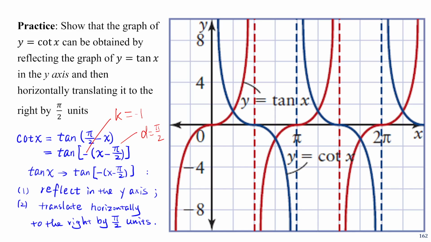So remember, if your base function is tangent x, then this new function can be obtained by transforming tangent x, right? If k is negative 1, that means we need to reflect the original function tangent x in the y-axis, then followed by the transformation corresponding to d, which means translating horizontally to the right by half of pi units. Then you can get the graph of cotangent x, which is actually tangent negative x minus half pi, from the original function tangent x, right? Also, tangent x and cotangent x are interchangeable. You get it?